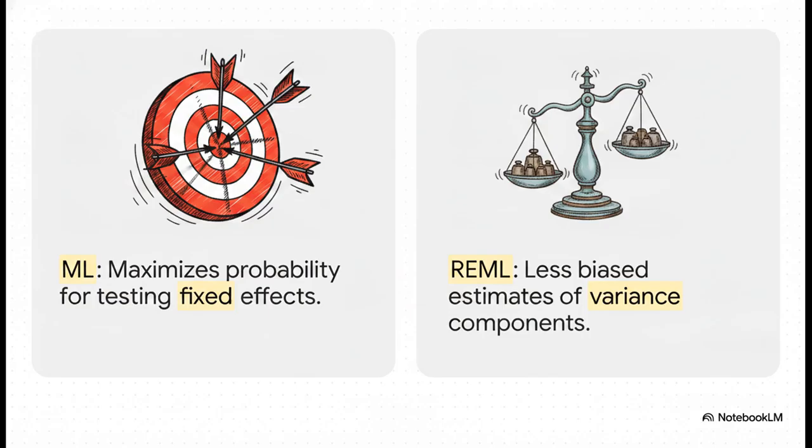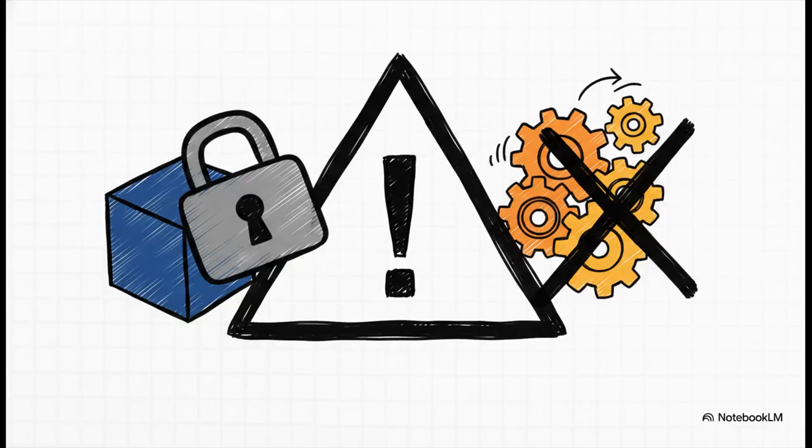The second method is restricted maximum likelihood, or REML. REML is specifically designed to provide slightly less biased estimates of the variance components. In other words, it's better at handling all those random individual quirks we just talked about. But listen up, because we need to talk about a crucial warning here. This is a classic statistical pitfall that ruins a lot of hard work.